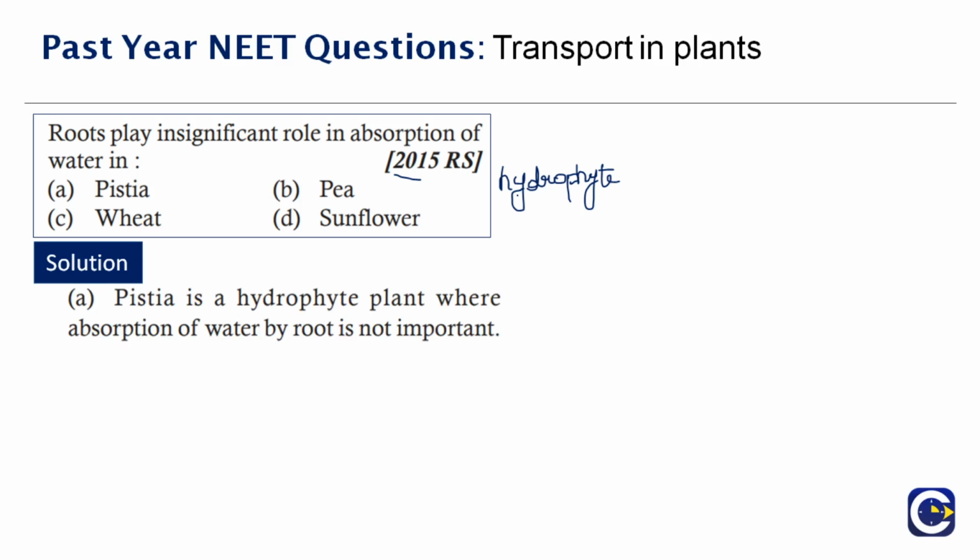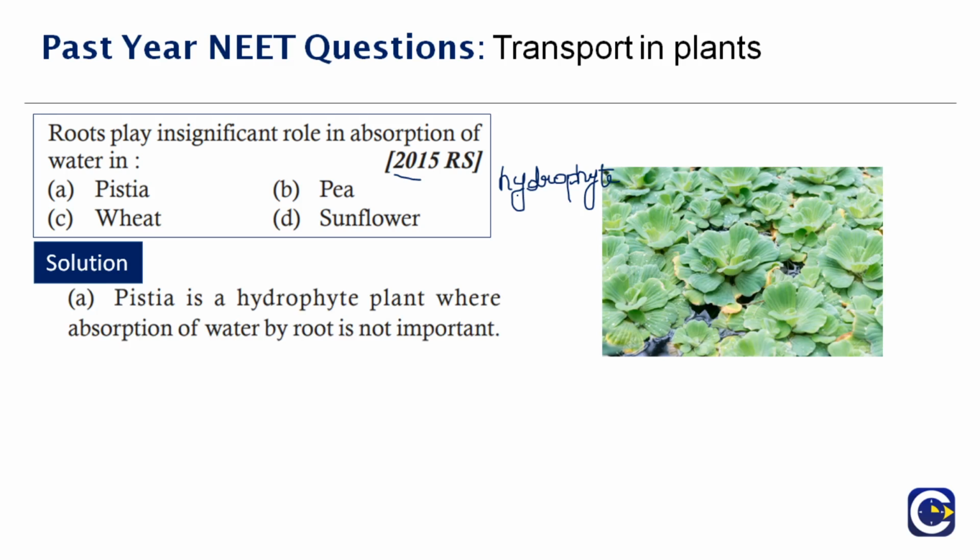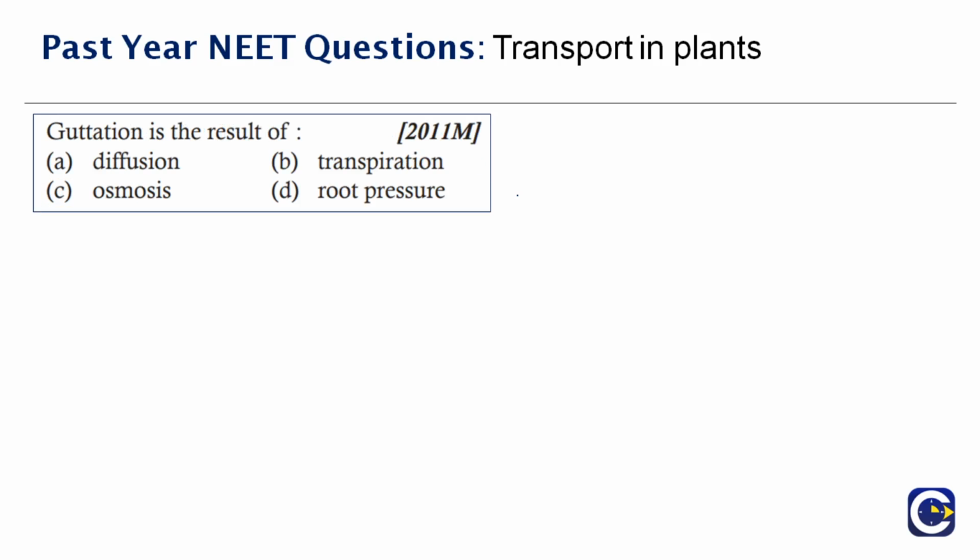Okay, so therefore the correct answer to this question is option A, and to your right side you can see the clear picture of pistia. So this is how the growth is. It will grow in places where there is more quantity of water. So here you need to remember, a hydrophyte plant will not require an external source to absorb water. So roots play an insignificant role in absorption of water in option A, pistia. Okay, next question. This question was asked in the year 2011. What do you mean by guttation?